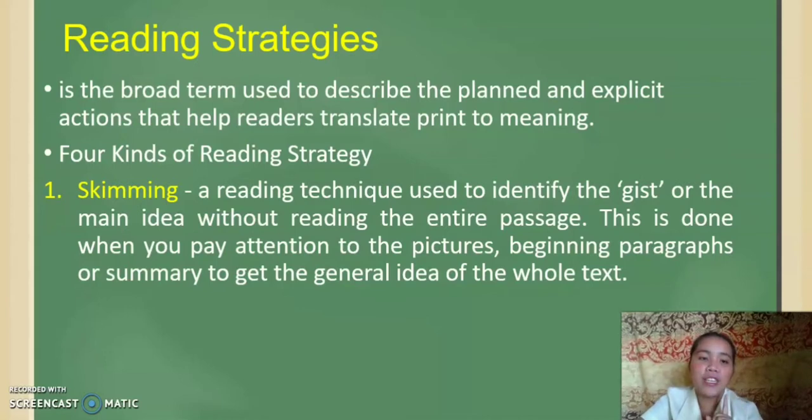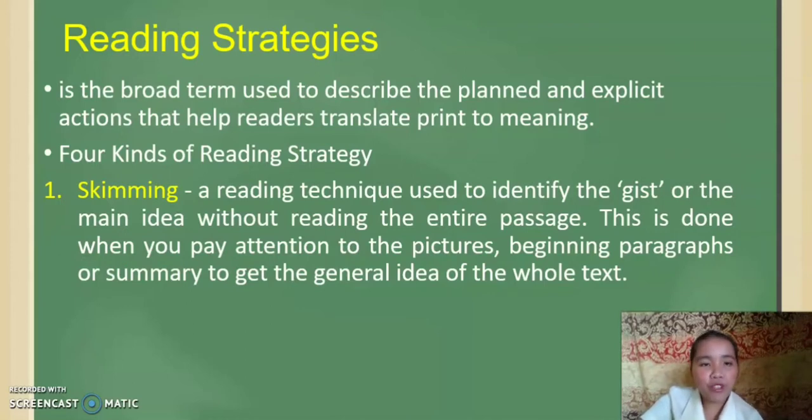So the first one here is skimming, a reading technique used to identify the gist of the main idea without reading the entire passage. This is done when you pay attention to the pictures, beginning paragraphs, or summary to get the general idea of the whole text.